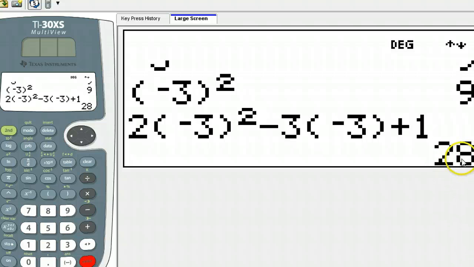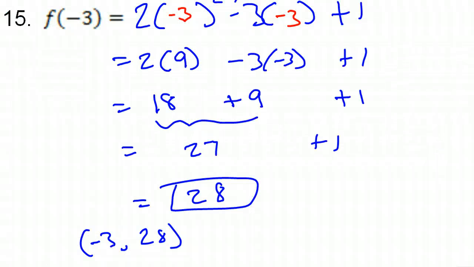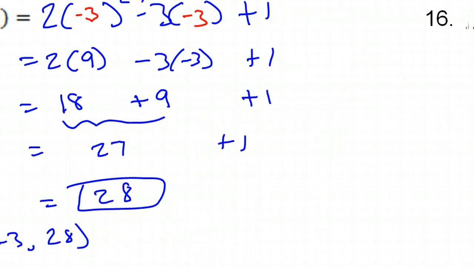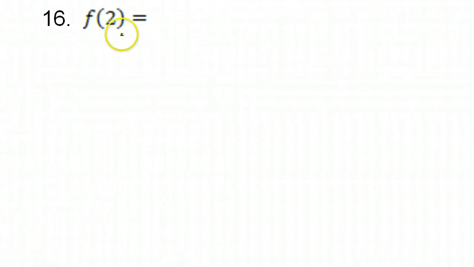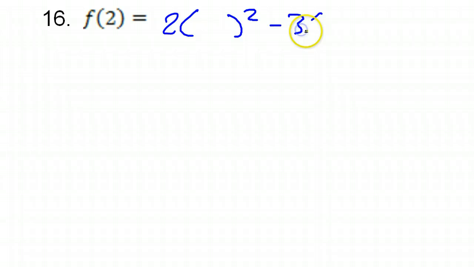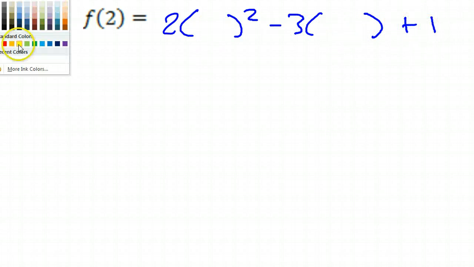So now we're evaluating at 2. All right, let me just double check: 2x squared minus 3x plus 1. Okay. Do your exponent first. You must square this first. So this is going to be 2 times 4 minus 3 times 2 plus 1.